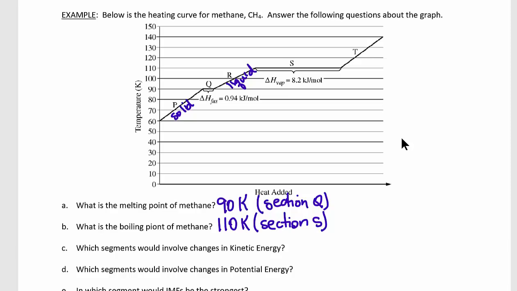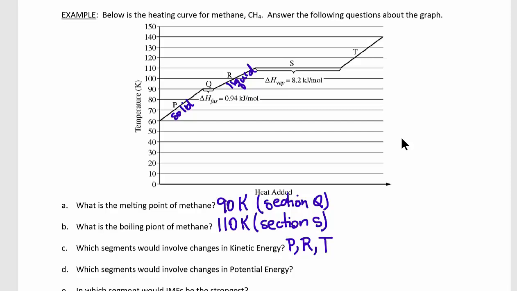Which segments would involve changes in kinetic energy? Temperature is a measure of average kinetic energy. So anything where the temperature is changing is where your kinetic energy is changing. So that is in section P, section R, and section T. Because the temperature is not changing in section Q, nor is it changing in section S.